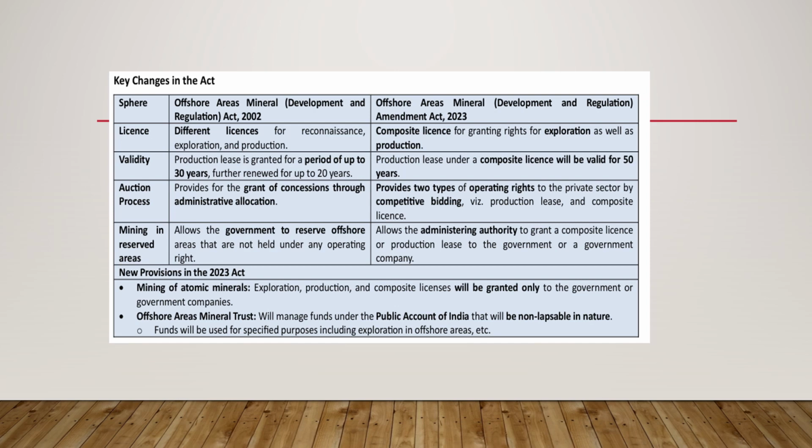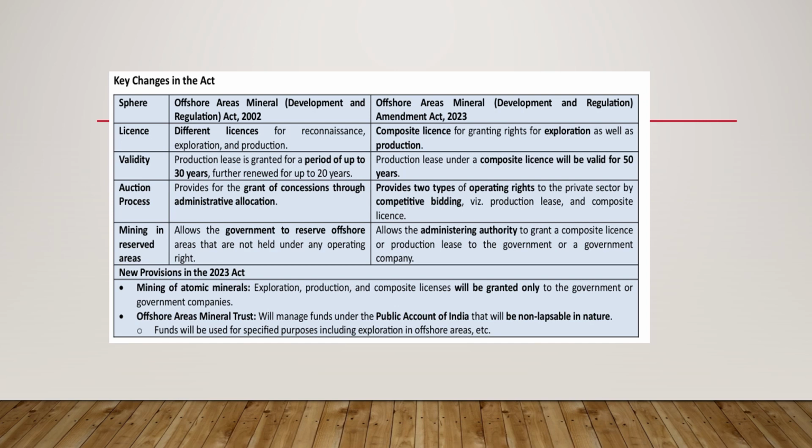Then the auction process: the earlier act provides for the grant of concessions through administrative allocation. The amended act provides two types of operating rights to the private sector by competitive bidding, via production lease and composite license. Then mining in reserved areas: the earlier act allows the government to reserve offshore areas that are not held under any operating rights. Under the amended Act 2023, it allows the administering authorities to grant a composite license or production lease to the government or a government company.